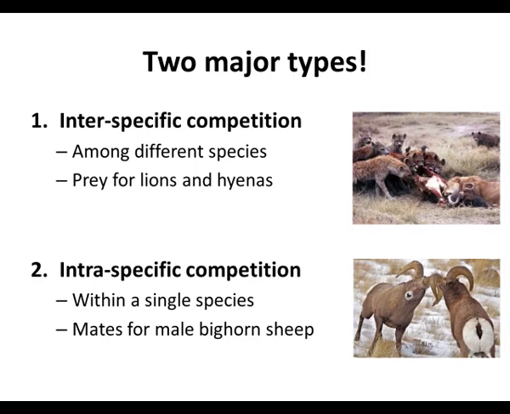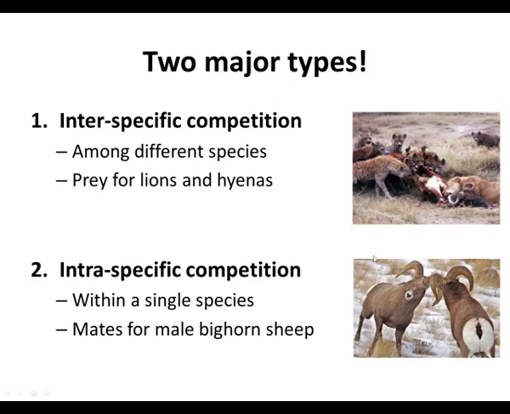So in this scene, you'll see there's a dead wildebeest, and also there's a bunch of hyenas and a single lion. So both the lion and these hyenas are competing for the same food. So this is a competition between two different species, and we call it interspecific competition.